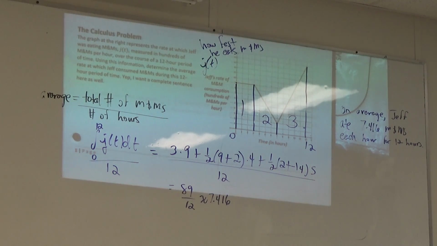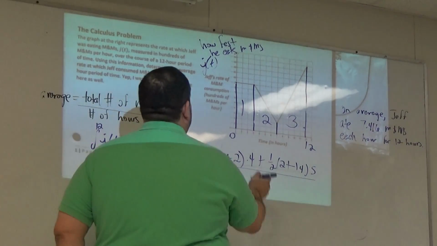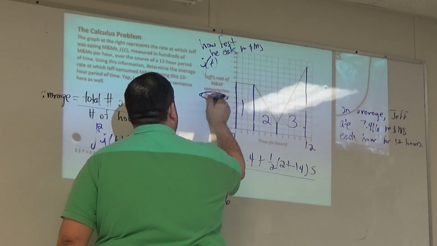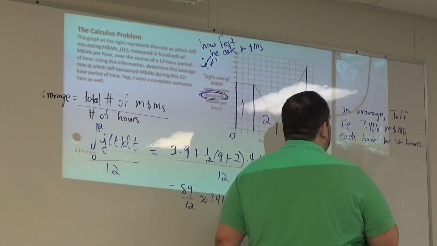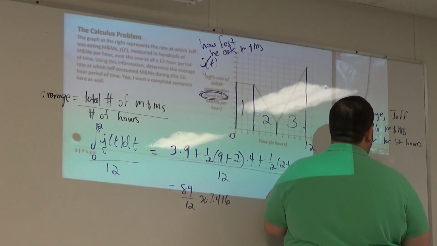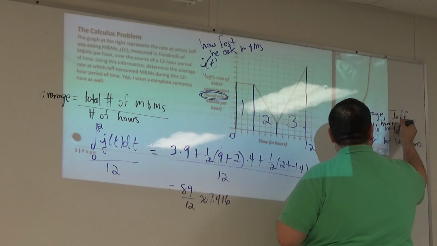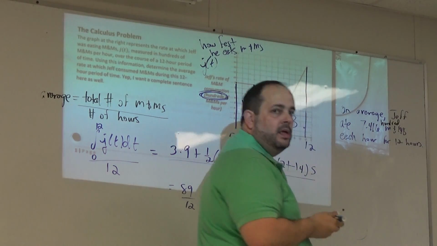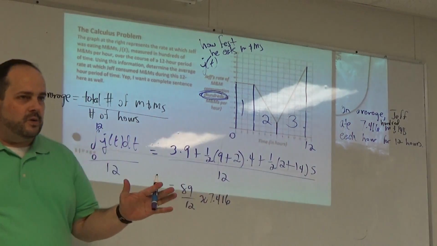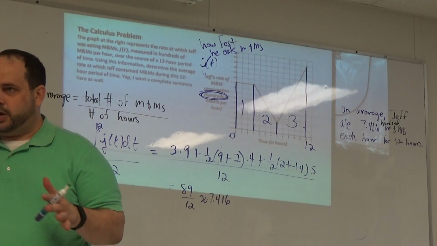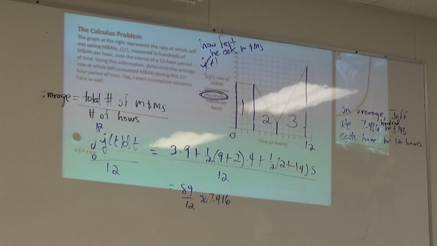Daisy, do you see it? The answer's supposed to be in hundreds? That 7.416 represents hundreds of M&Ms. So it's not that he ate 7.416 M&Ms, it's 7.416 hundred M&Ms. Don't worry, my brother is okay. He did not go into a diabetic coma because this is just fiction. He didn't eat 7.416 hundred M&Ms each hour.